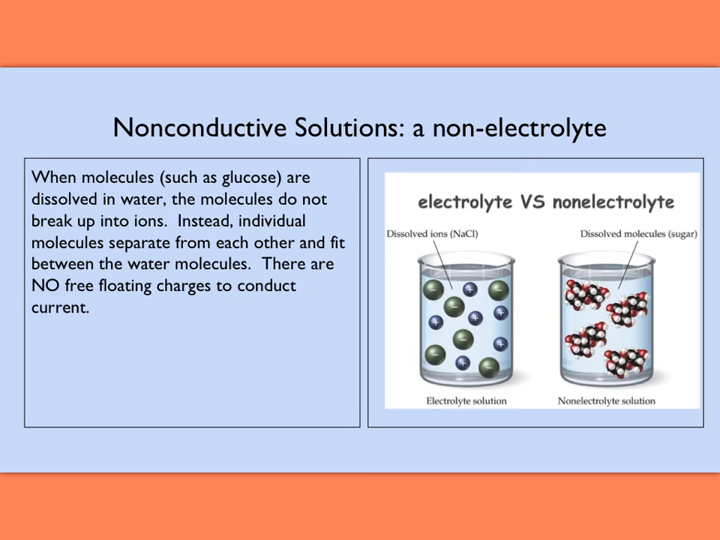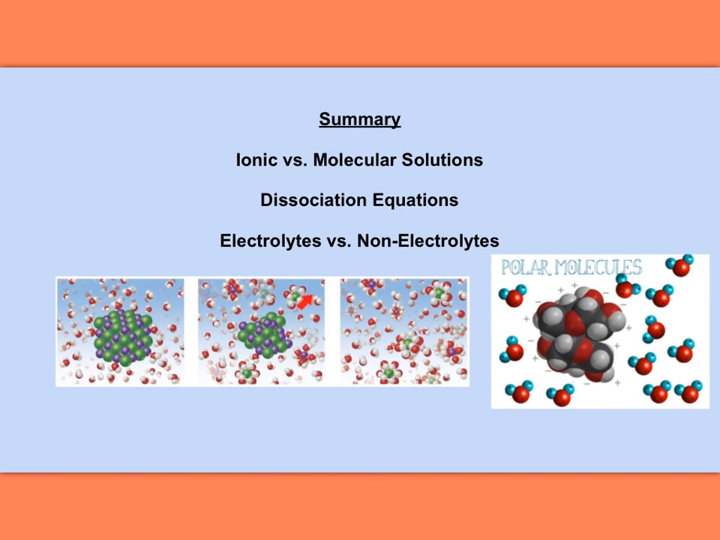It's not conductive. So in summary, here's what we've learned. We can have ionic versus molecular solutions. Ionic solutions break into ions, or positive and negative charged particles. Molecular solutions do not. We can write dissociation equations for ionic solutions because they break apart to form ions. We have electrolytes versus non-electrolytes. Those are solutions that either conduct electricity or that don't. A solution will be conductive if it has charged particles in it. If it doesn't have charged particles, it's a non-electrolyte. And that's it.